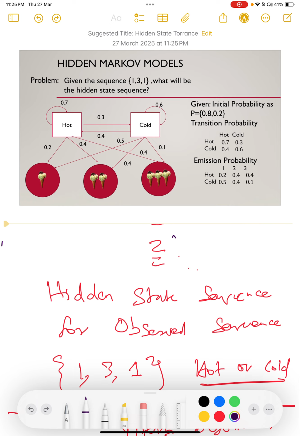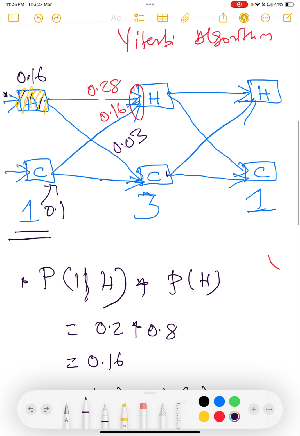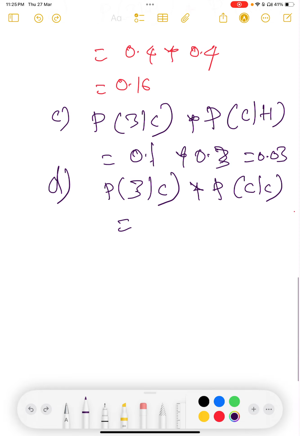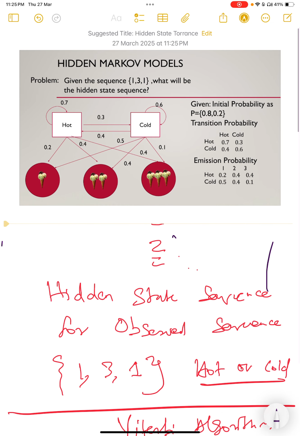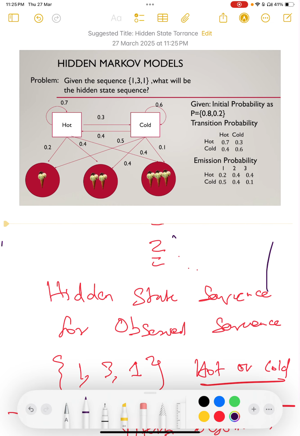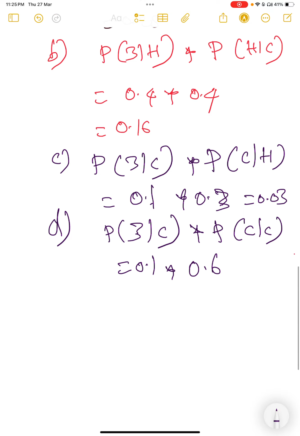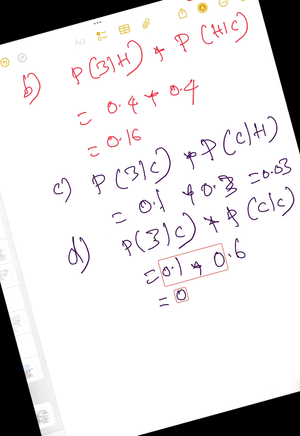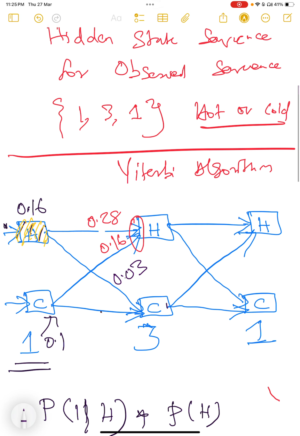And 3 given C is point 1. Point 1. 3 to point 1 is point 0.03. Oh, 3 given C is point 0.1. And C given C, what's C given C? C given C is point 0.6, 0.67. 0.06. So it should be 0.06.